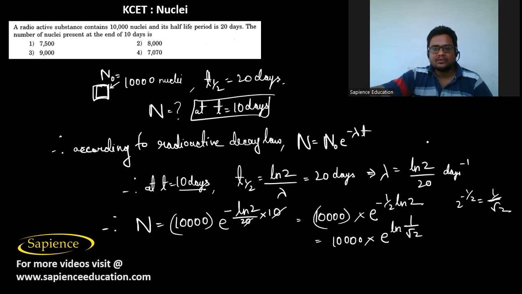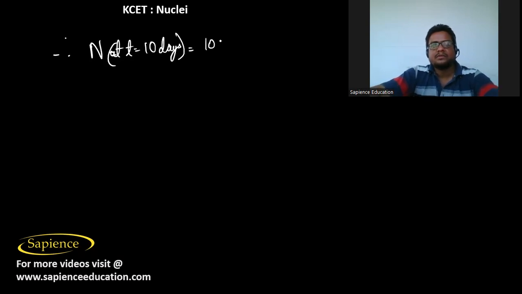And we also know that e power ln x is also equal to x. So therefore this will be 10,000 divided by root 2. So the number of nuclei at t equals 10 days will be equal to 10,000 divided by root 2, or you can say 10,000 by 2 into root 2.